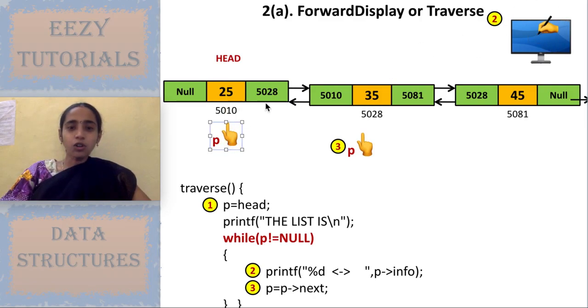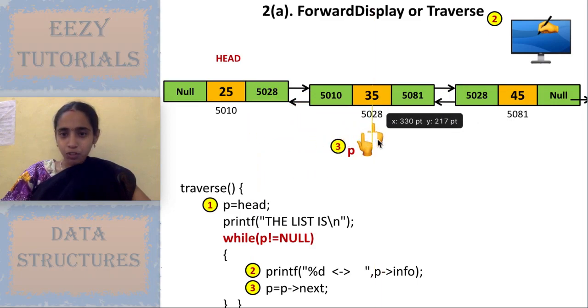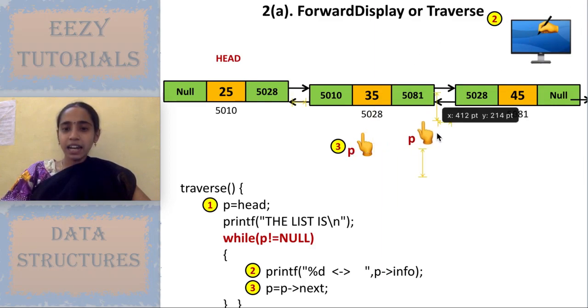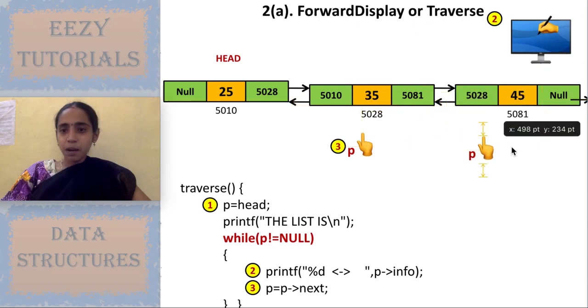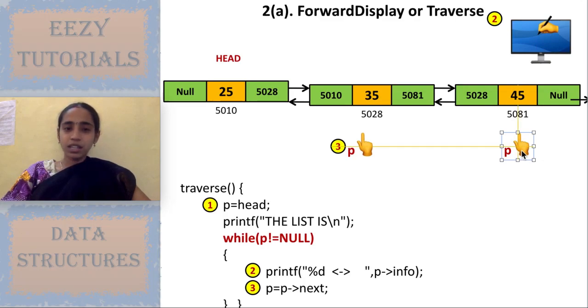Then I want to go to the next place. So next place address I'll be seeing here. So I'm naming this index finger as P. So in P's next part I'll be seeing the address 5028. I'll be moving here. So this is my third step. Then I'll be writing the address. So again and again I'll be moving. I'll be seeing the next part. I'll be moving to that place. Then the information part I'll be printing. Then again I'll be doing the same.